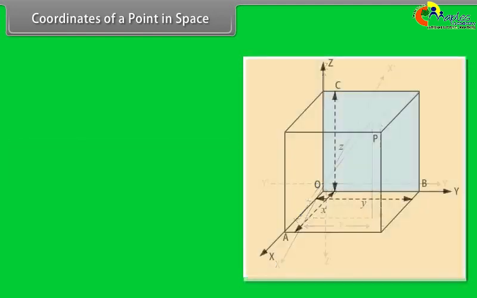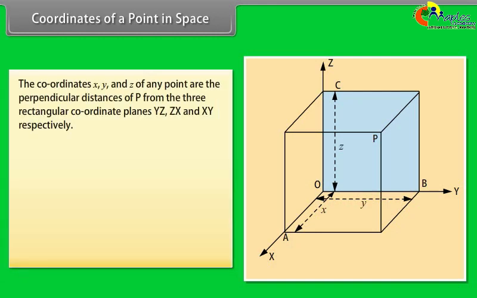Again, if we complete a rectangular parallelepiped through P with its three edges, OA, OB, and OC, meeting each other at O and OP as its main diagonal, then the lengths OA, OB, OC, that is x, y, z, are called the coordinates of the point P. The coordinates x, y, and z of any point are the perpendicular distances of P from the three rectangular coordinate planes YZ, ZX, and XY respectively.